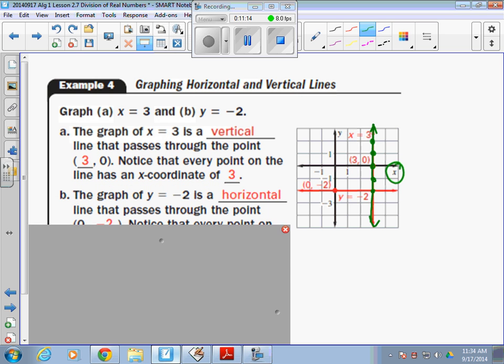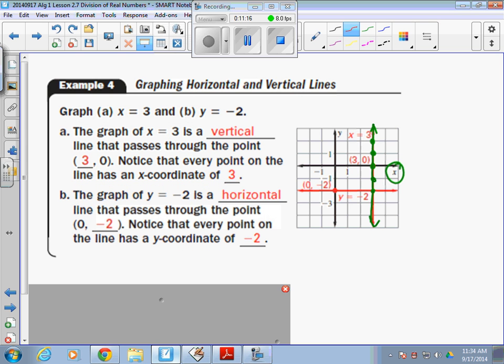The same thing's true when it's a horizontal line, when it tells you that y equals -2. So this is your y-axis, this one going up and down. So y is -2 there, it's -2 there, it's -2 the whole way. It creates a horizontal line doing that.